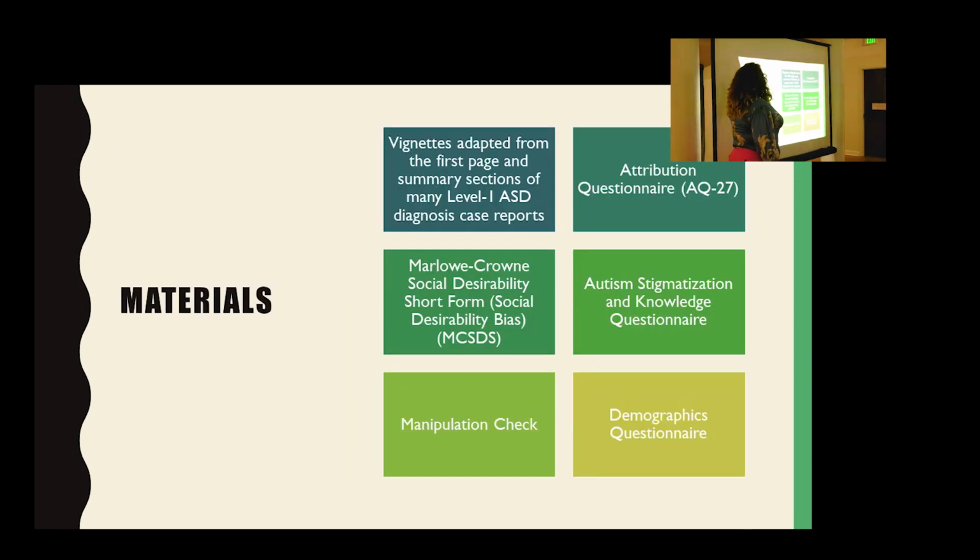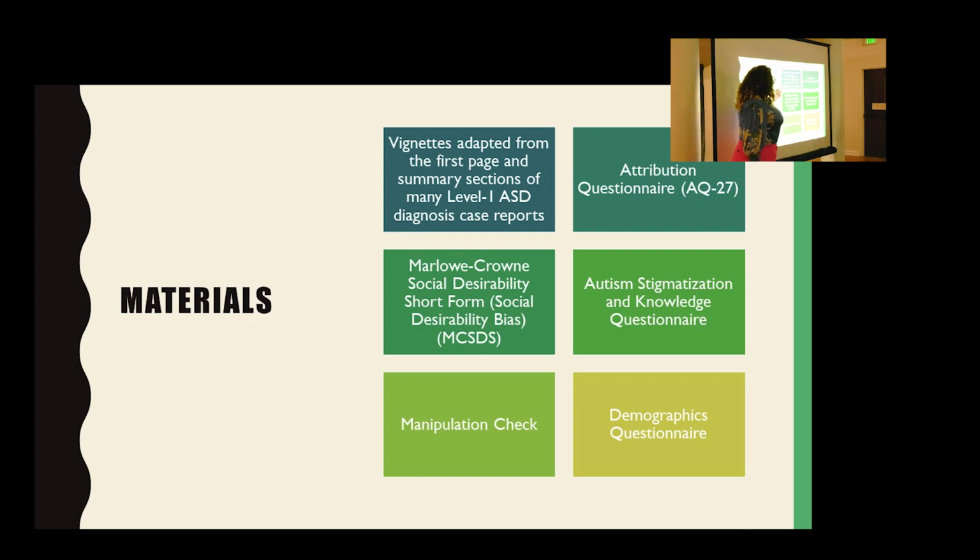So as I mentioned, my vignettes were adapted from the first page of summary sections of many level 1 ASD diagnostic case reports. In the interest of time, I'm only going to go through a few of these, but we can talk after. I also used the attribution questionnaire, or the AQ27, as I'm going to refer to it in the future, to assess the stigmatization that participants felt towards these vignette characters.